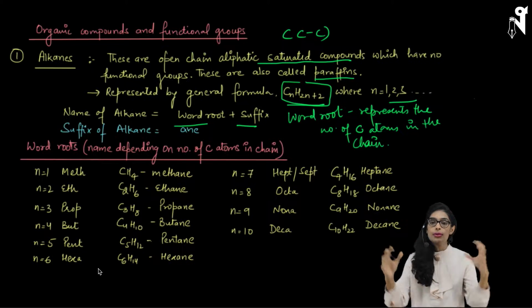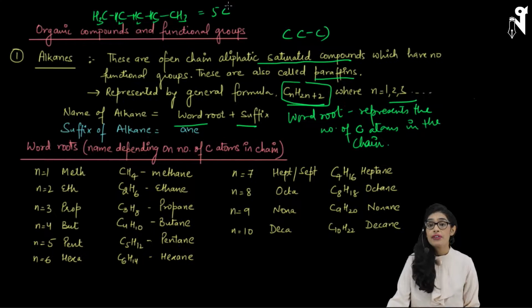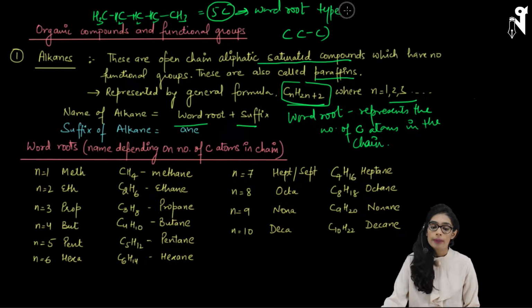So if you have a carbon chain, this is how the chain is. What you can see is you have 5 carbons over here. I have not written hydrogens, let me just write them. So it's CH3, CH2, CH2, CH2 and CH3. Okay, so I have 5 carbons over here. These 5 carbons are represented by the word root, and all the carbons are linked to each other using single bonds. That is the type of bonding, and hence this type of bonding is represented by the suffix.